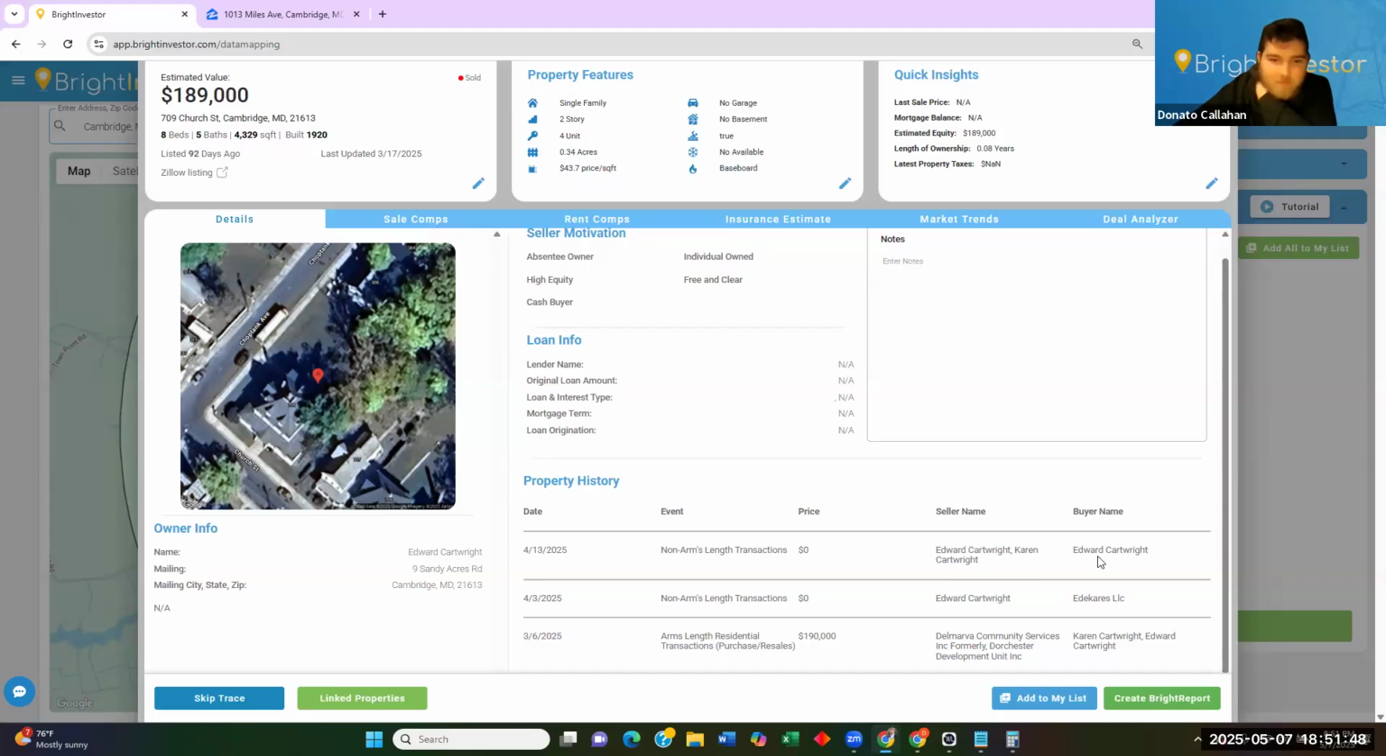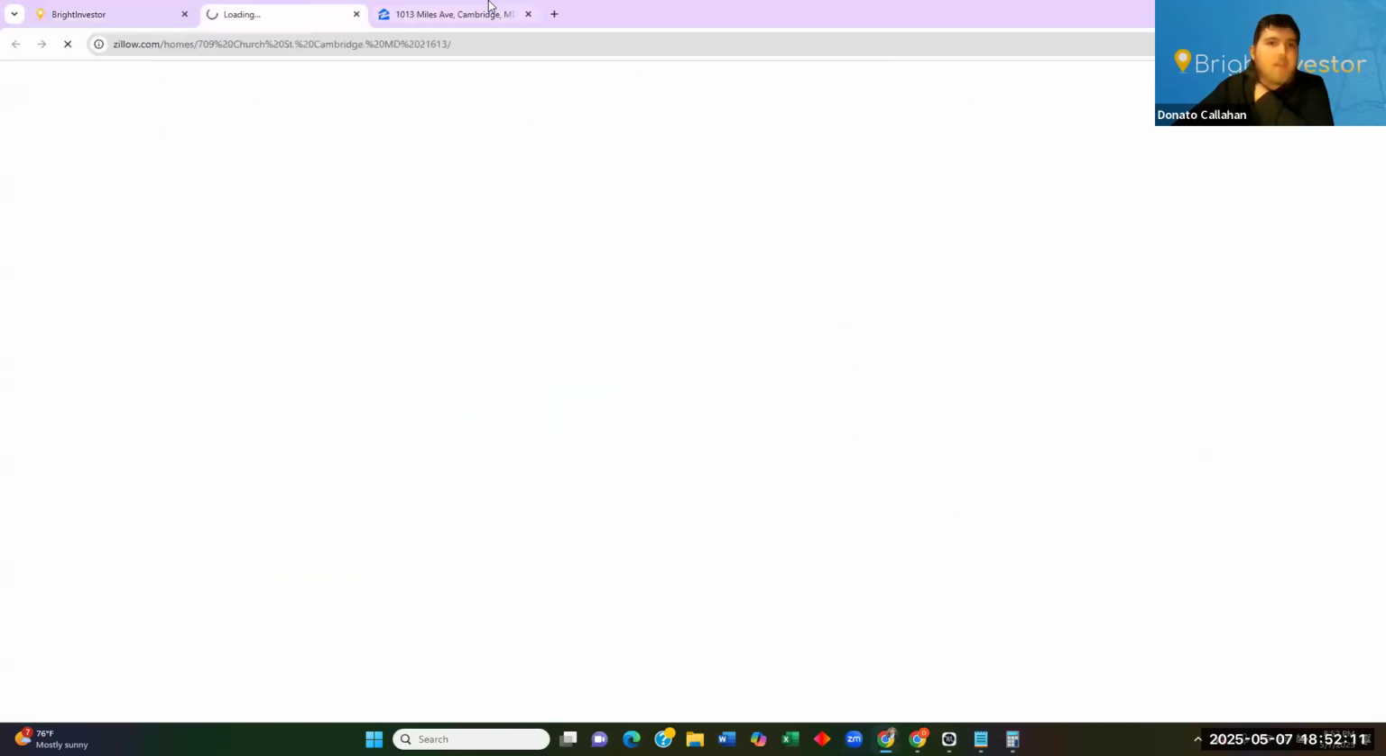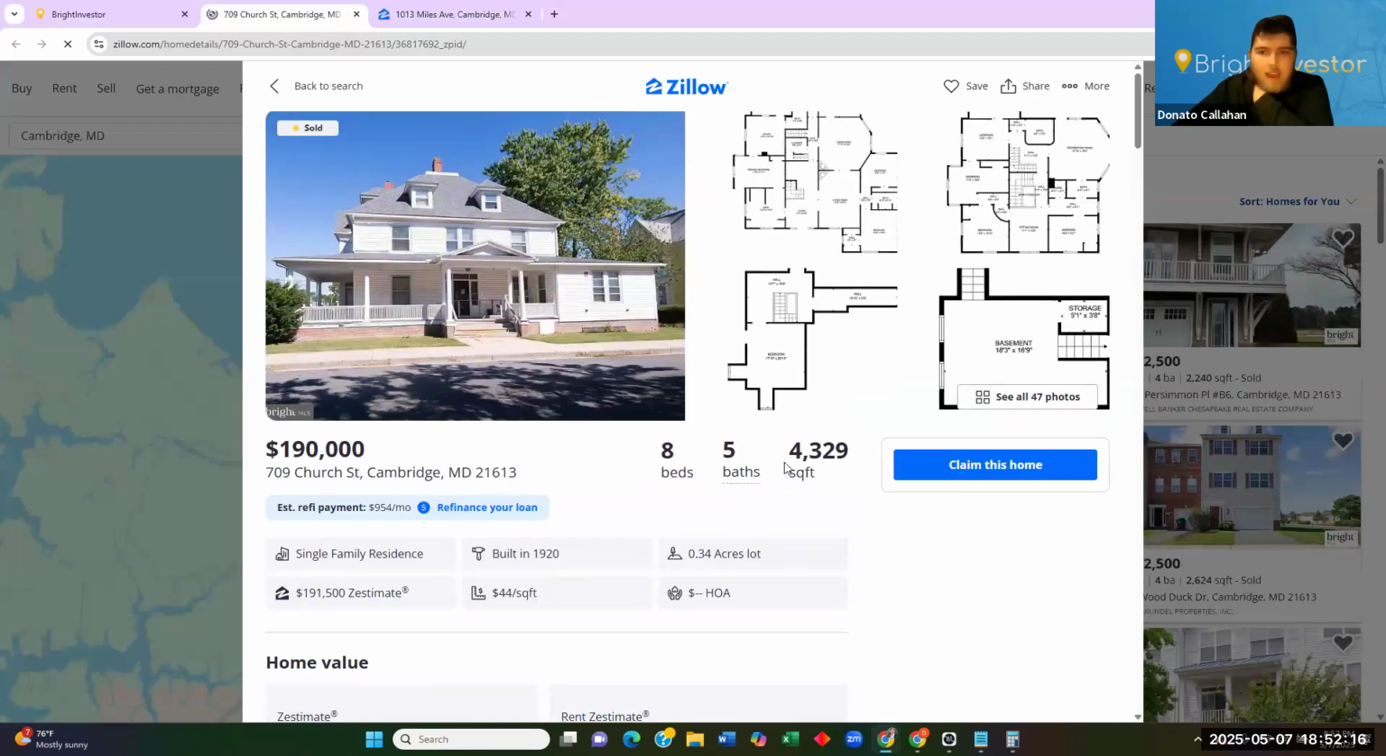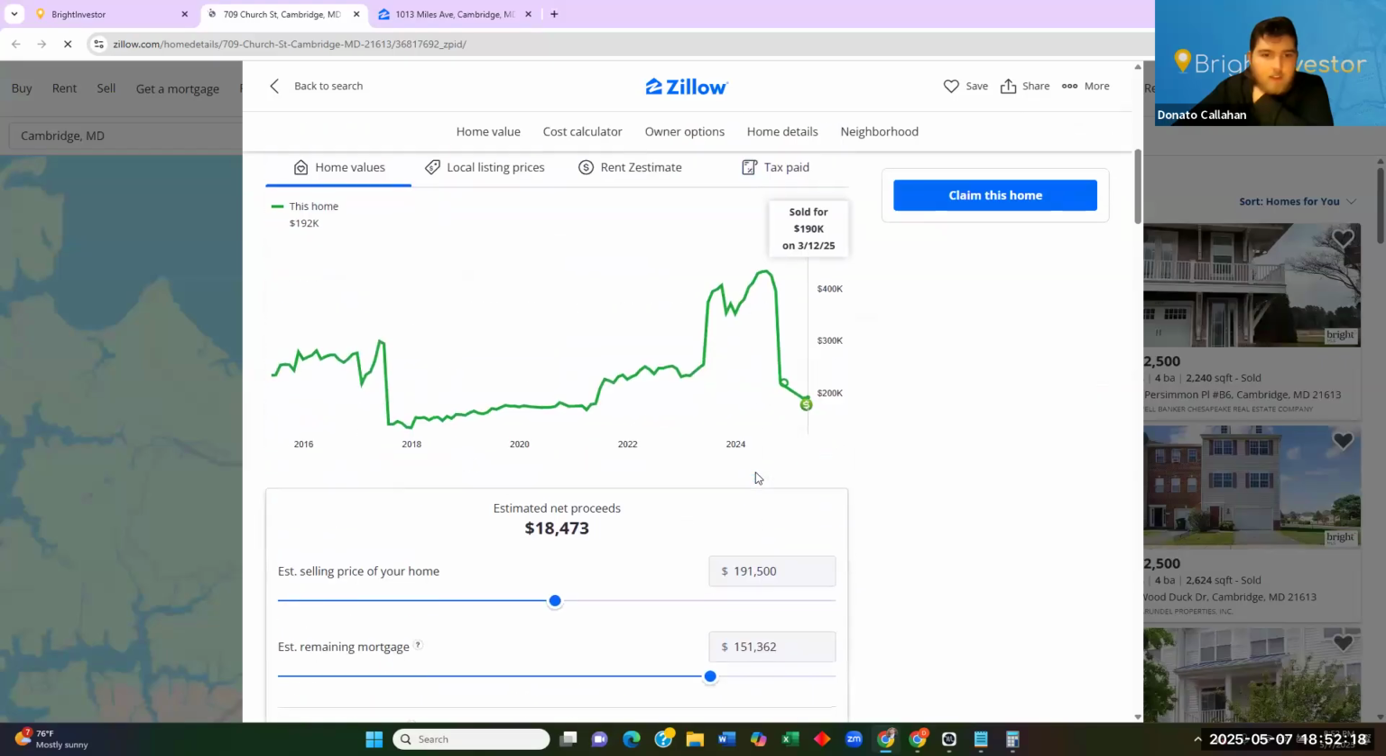Sorry, what happened here? Divorce? Let's see. Okay, community services sold this to Karen and Ed like 2 months ago. Then Edward sold it to his LLC. Okay, so there's been some funny business moving around here. They're buying it and putting it in their LLC's name. They're doing some maneuvering. Interesting. Okay, beautiful.